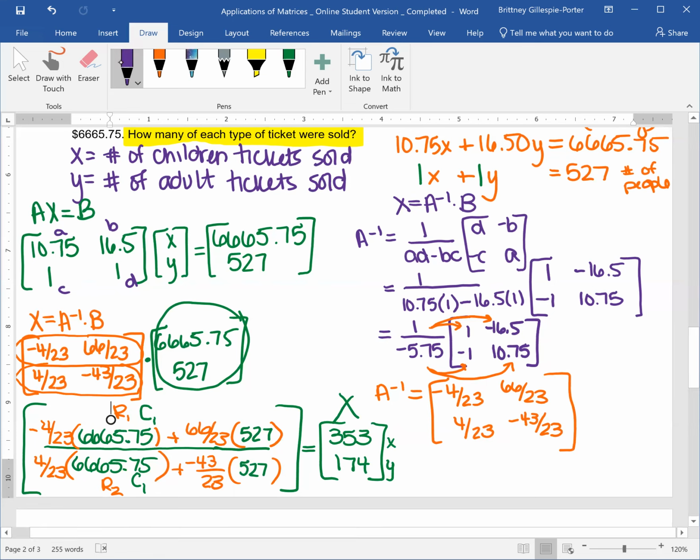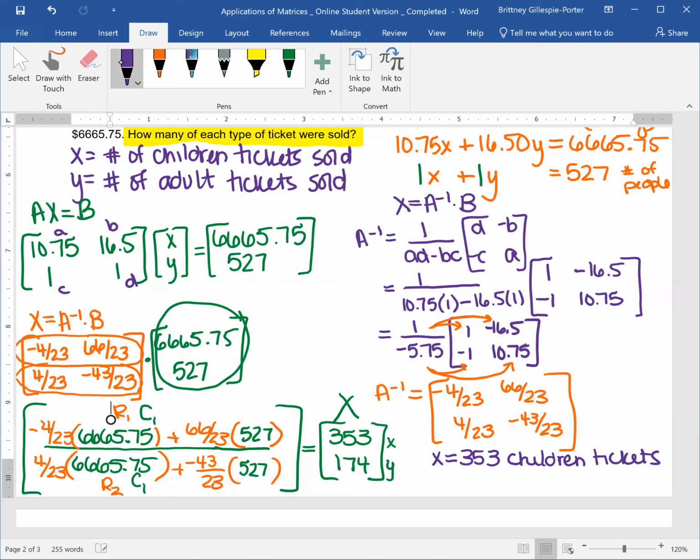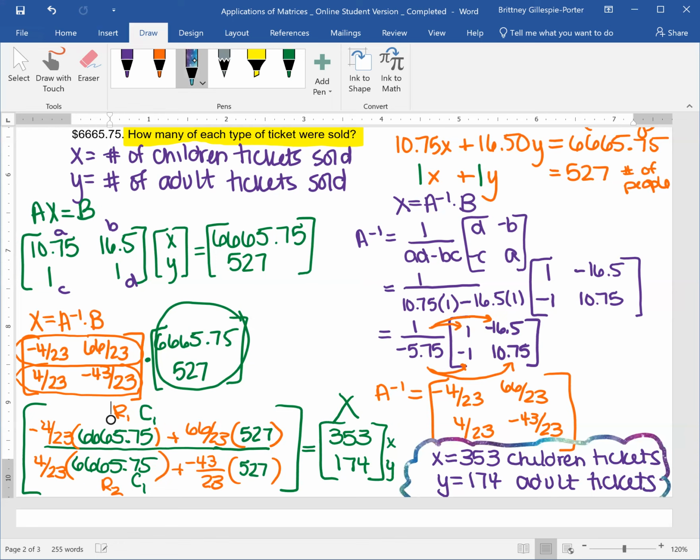Can't stop here. You have to explain what you found. So our last step is that X is going to be 353 children's tickets, and Y is 174 adult tickets. Always remember to explain your answer and what you found. Don't do all of this work to only wind up having people not understand what you're trying to tell them.